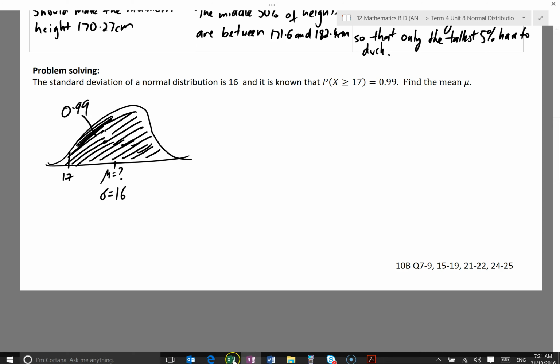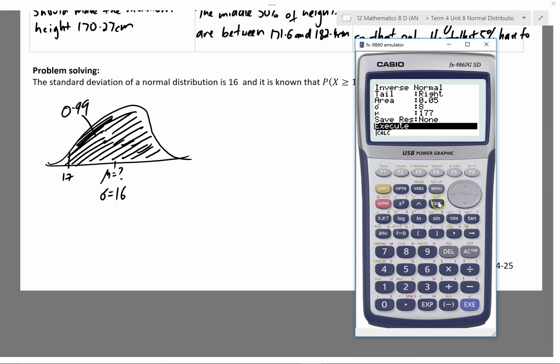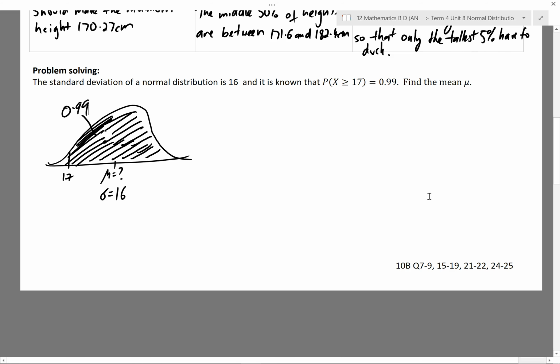So I'll go to my graphics calculator, see if there's anything I can do. I've got a right distribution, its area is 0.99. Standard deviation is 16, but I don't know what the mean is, and I can't put a question mark in there. I can't solve for the mean, so I'm going to need to do something slightly different. Remember, this is a normal distribution. I'm going to need to problem solve using the standard normal distribution.